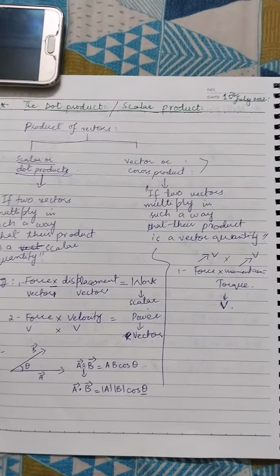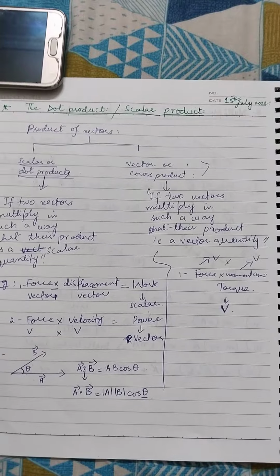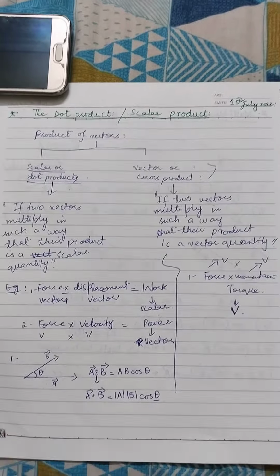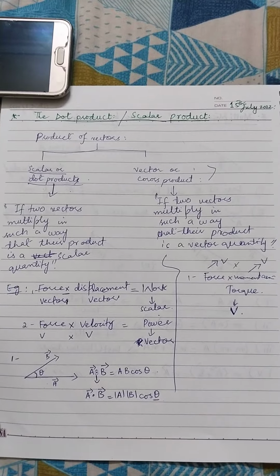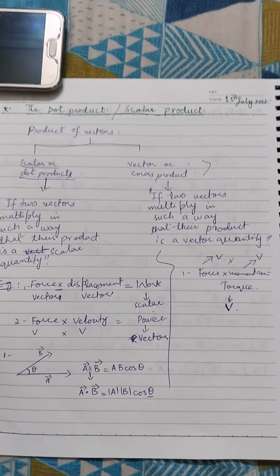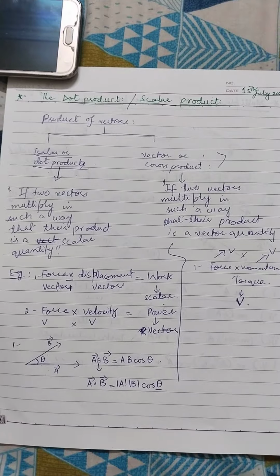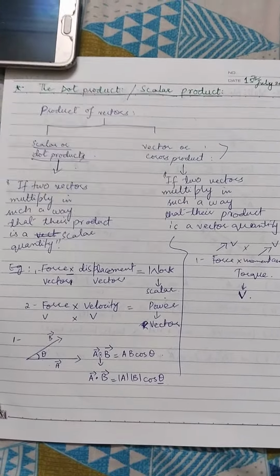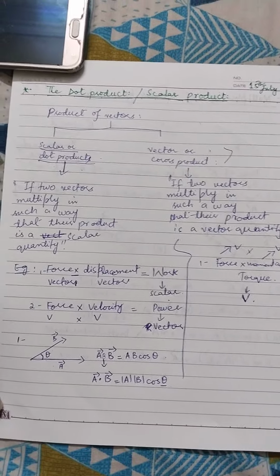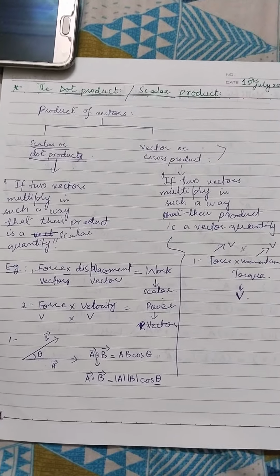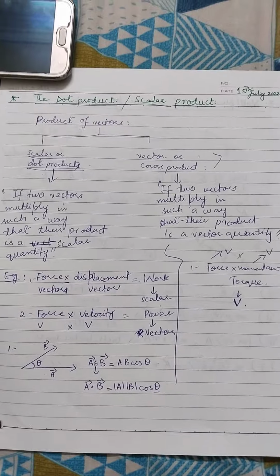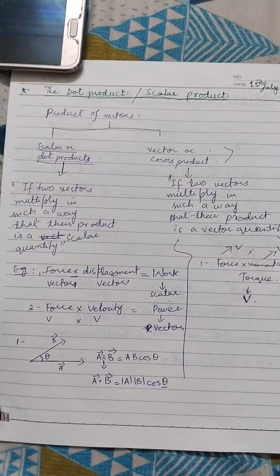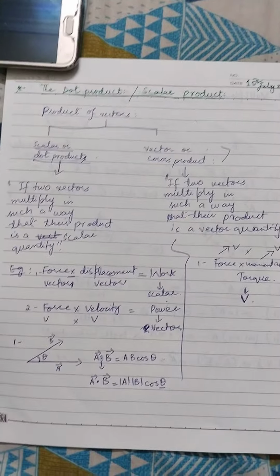I hope you all understood the previous lecture that I uploaded on 15th of July. Now let's have a quick review of what we have studied so far. We have studied the dot product or scalar product. First of all, there are two types of products in front of you. The first one is scalar or dot product, while the second one is vector or cross product. Now see their definitions and the difference between them.